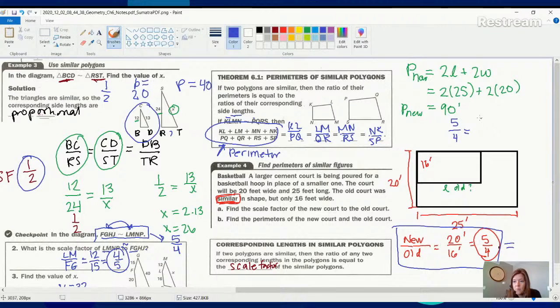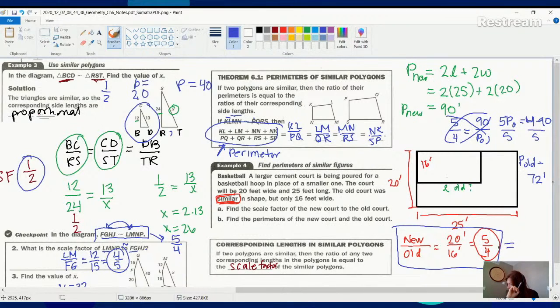We just figured out the new perimeter is 90 feet. So the perimeter of the old one should be in the same ratio. We can solve this by cross multiplying, right? So we've got perimeter of the old court times 5 equals 4 times 90. Then divide both sides by 5, and we get the perimeter of the old court is 72 feet.